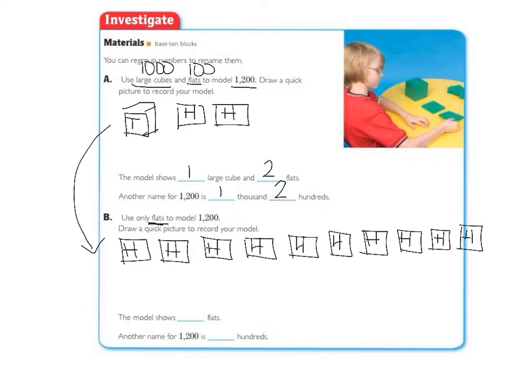But I don't want just 1,000, I want 1,200. So I need 2 extra hundreds, 2 more flats. So this model shows that I have 1, 2, 3, 4, 5, 6, 7, 8, 9, 10, 11, 12 flats. So another name for 1,200 is 12 hundreds, because I have 12 flats and each flat is worth 100.